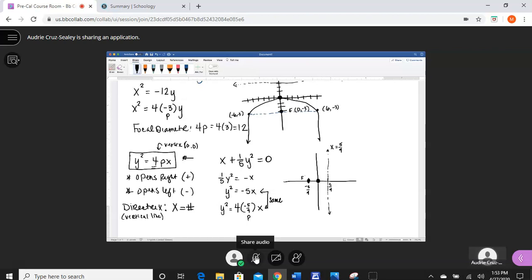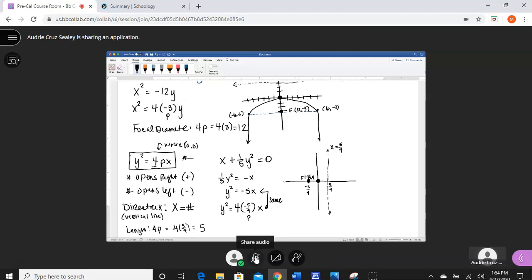But then I don't know how to make it skinny or to make it fat, to make it wide. So I'm going to find my focal diameter. Now remember, the length of your focal diameter is 4 times p. So it would be 4 times the 5/4. You could say -5/4. Remember, we're just talking about distance, though. We're talking about length. So the length of your focal diameter is 5. Is that cool? The length of your focal diameter is 5.